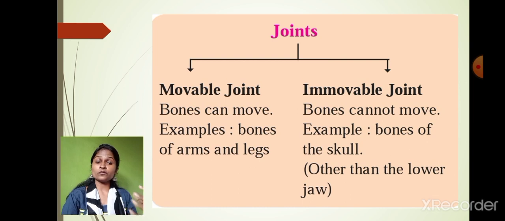So the bones of our arms and legs can move very easily, so we call them movable joints. And the bones of our skull and our head can't move very easily, so they are called immovable joints. Is that clear?